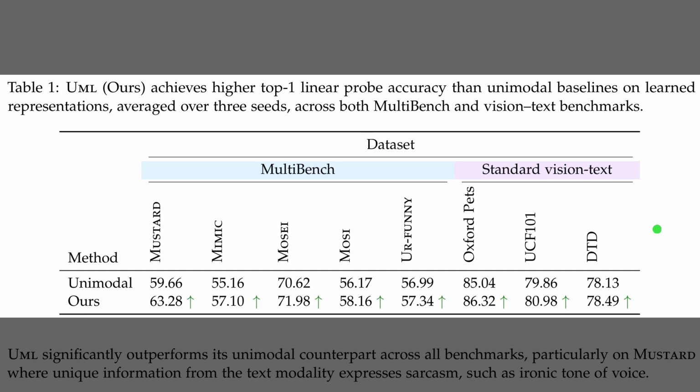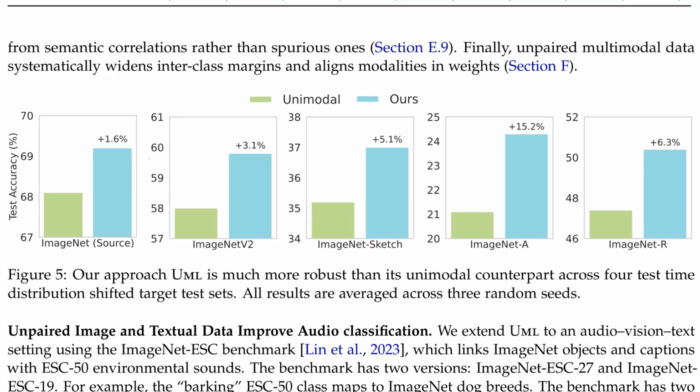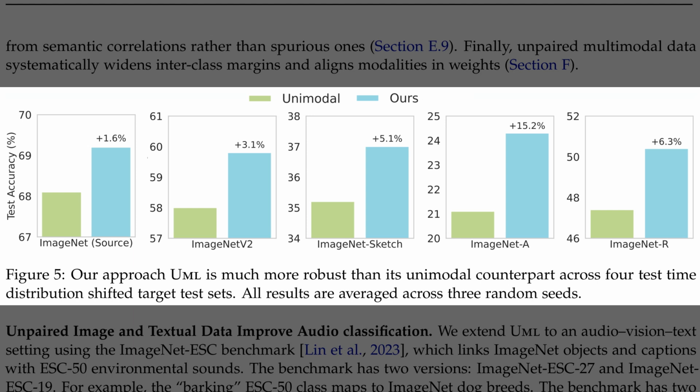Table 1 reports linear probe accuracy gains from adding unpaired text during self-supervised training. Across MultiBench tasks, Mustard rises from about 60 to 63, Mimic goes 55 to 57, and Mosi moves 56 to 58, which signals better fine-grained cues like sarcasm. On standard vision datasets, Oxford Pets climbs to 86, UCF101 to 81, and DTD to 78.5.